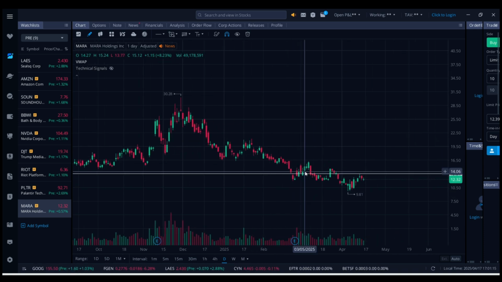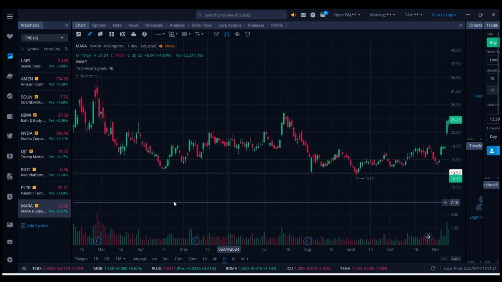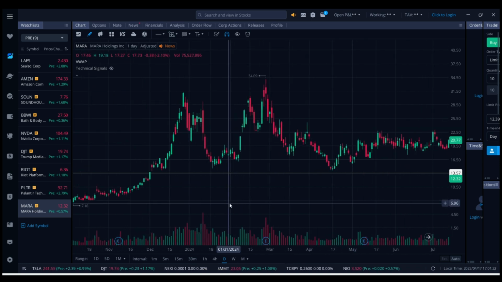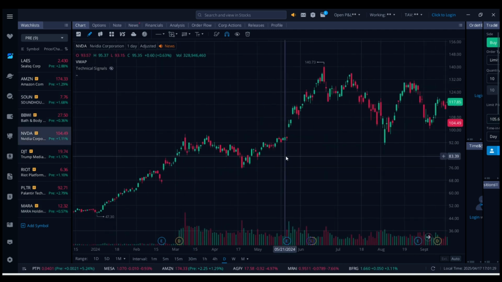Obviously, it's not bulletproof. Nothing's 100% in the stock market. But just look at the historical data, how many touches we had off this support line. And we'll try find some other examples for you. We'll go on Nvidia.